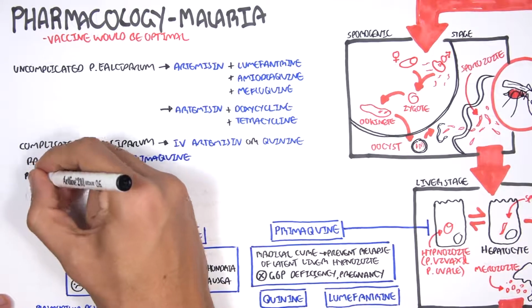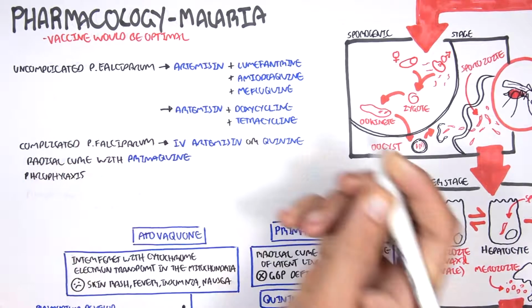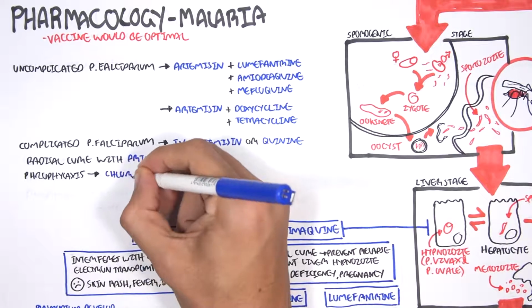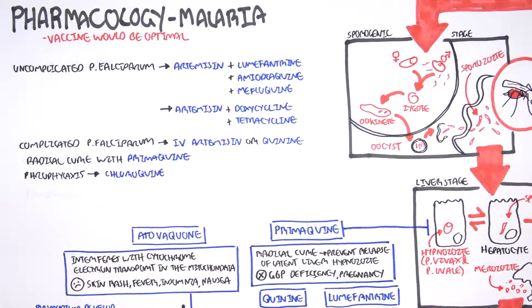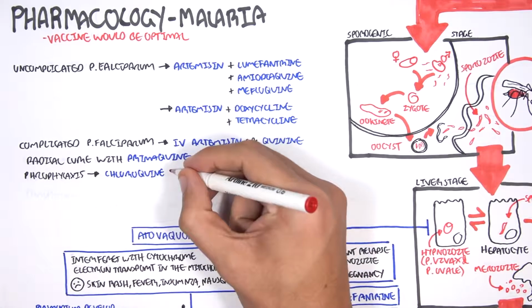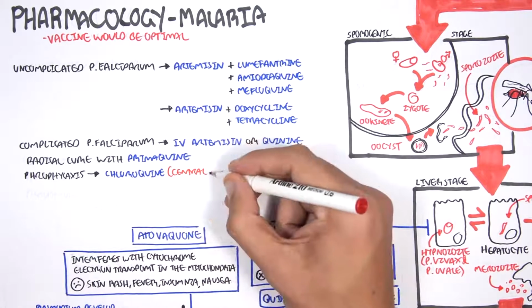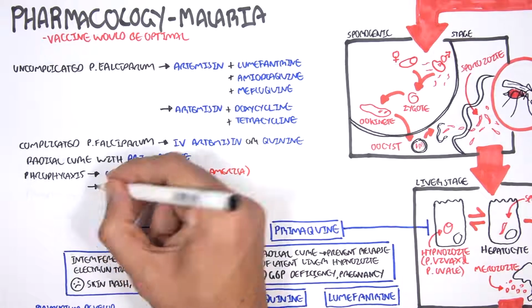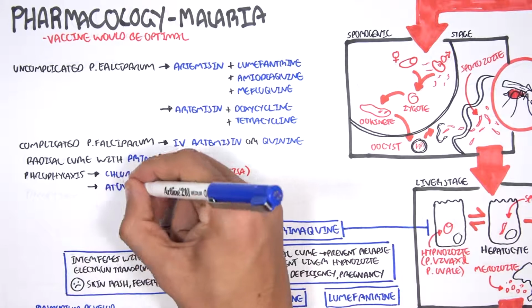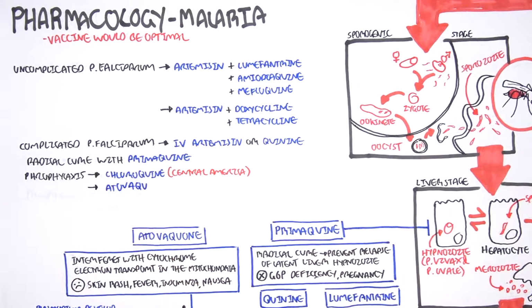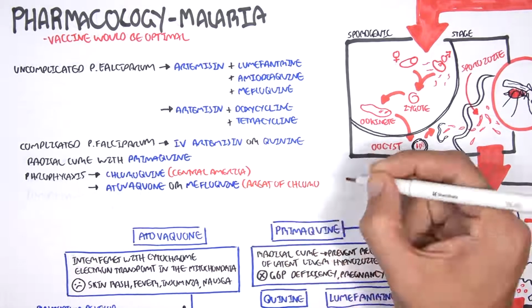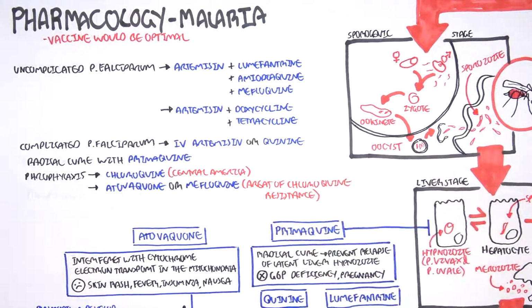For prophylaxis, we would give a traveler, for example, chloroquine, for areas where there is no resistance to chloroquine. So these are areas such as Central America. But if the traveler is going to places where the malaria parasites are chloroquine resistant, we would give them atovaquone or another type of chloroquine.